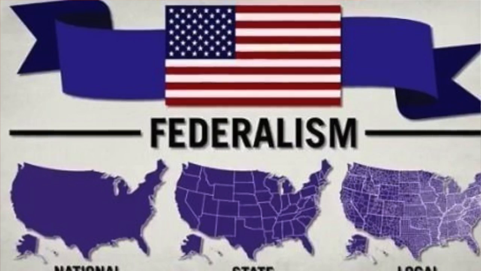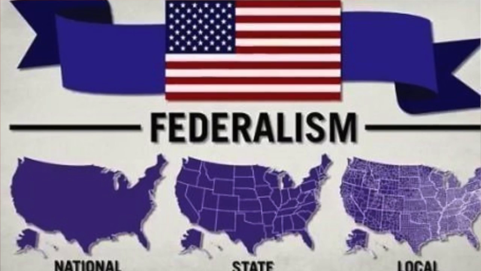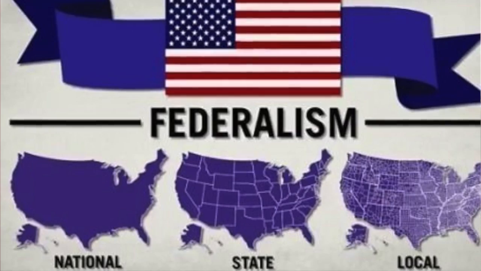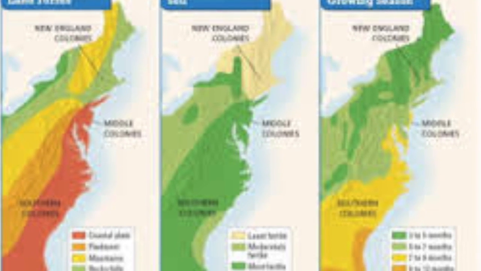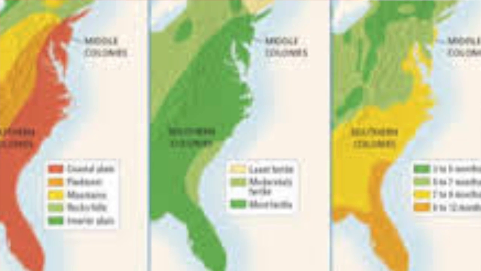We learned about federalism, how the national government has some power. We learned how the states have some power, and then we also learned about the local government and individuals having power as well.